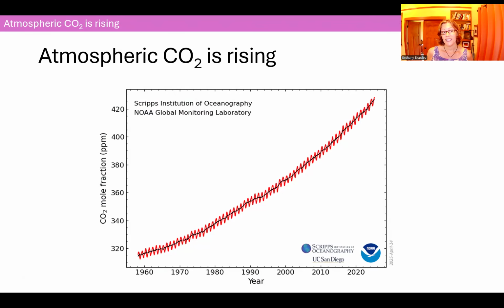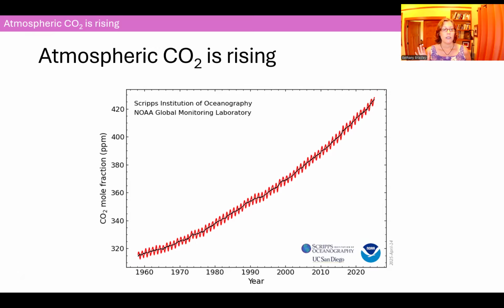So fifth and sixth pieces are related to atmospheric CO2 on the rise. As of 2026, which is when I'm recording this, it is above 430 parts per million. So we're just at the top of this graph right now.